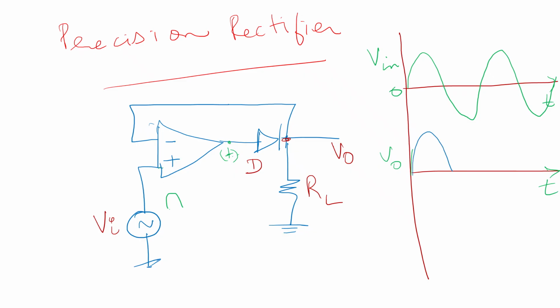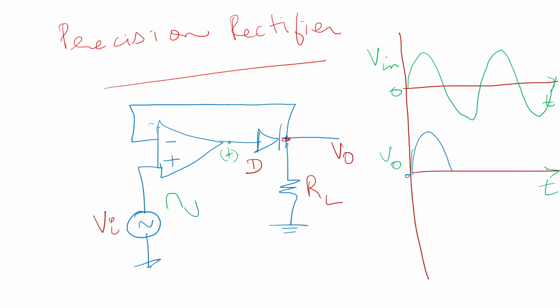I repeat again, during the positive half cycle, which is fed to the non-inverting terminal of the op amp, the output voltage is positive. The positive voltage in turn forward biases the diode by giving a positive voltage to the anode of the diode, and hence the diode acts as a closed switch. Now the voltage V0 will be the same as the input voltage, and hence we get an output in this manner as seen in the V0 graph.